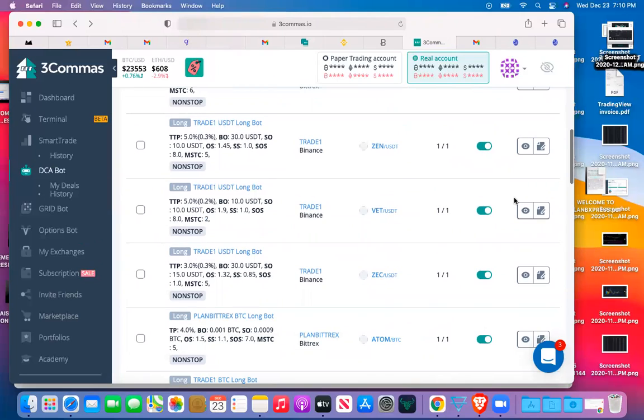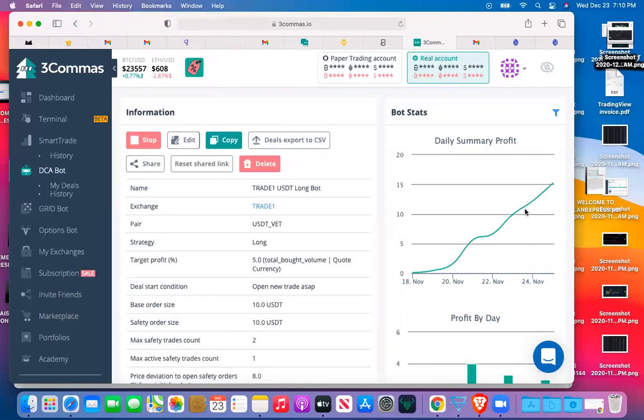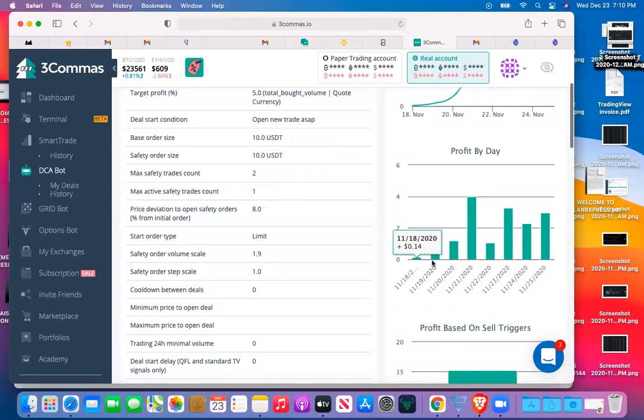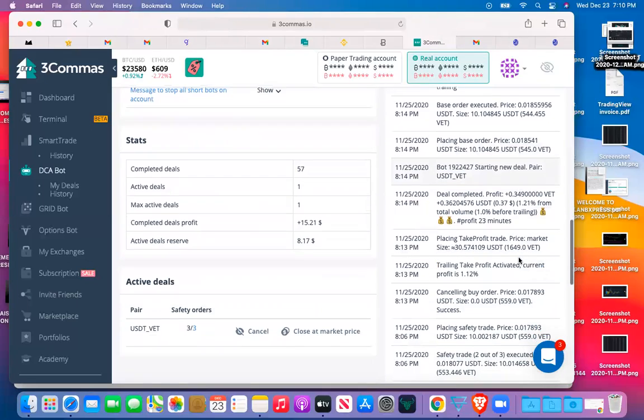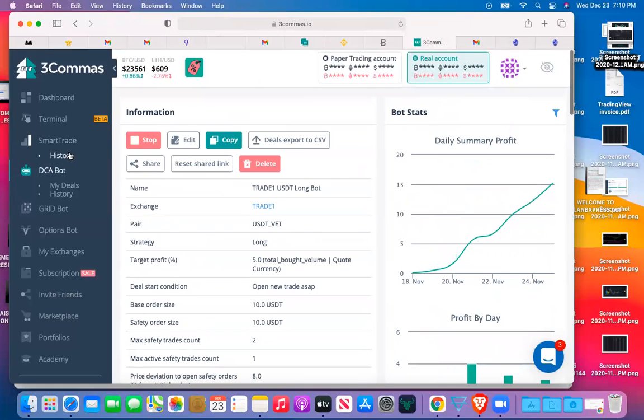Let me check VET. Yeah, VET has been a while. The bot has stopped trading. Somebody said, why would the bot stop trading? Because it has passed the range. You can see VET traded consecutively from the 18th to the 25th, and of course, when it was out of range, VET dropped drastically, and so it was not trading again. That is out of range.